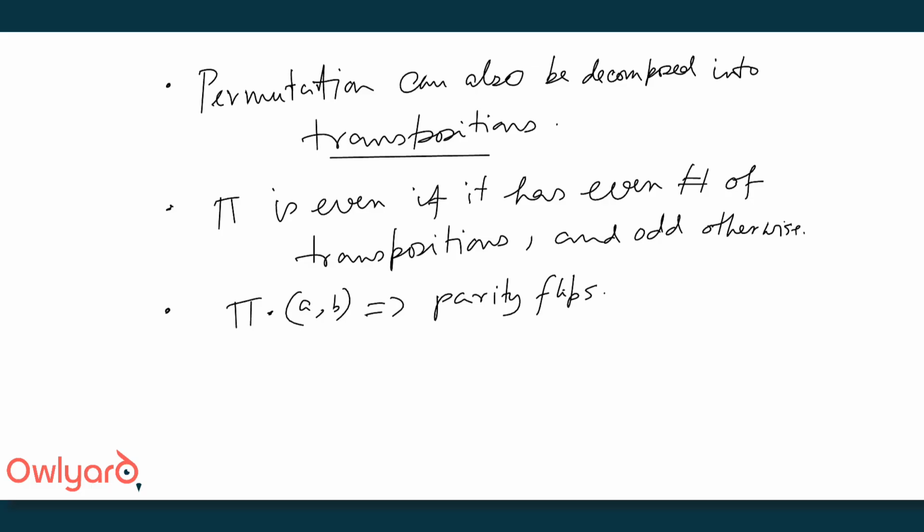Okay, now all these things can be summarized by defining a function called the sign function for a permutation that maps any permutation to its parity. So the sign function essentially says that the sign of any permutation pi is plus 1 if pi is even, and it equals minus 1 if pi is odd.